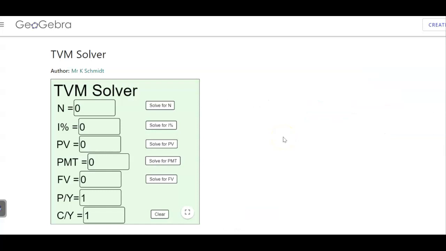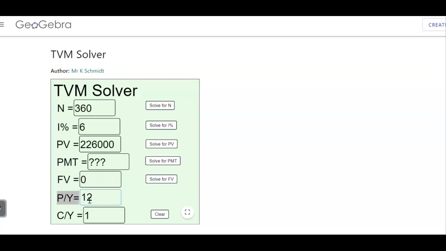And on the TVM solver, we'll plug in these values. Now N is 360 months because it's a 30-year loan, right? You can just go 30 times 12 if you'd like. And the interest rate was 6%. The initial value was $226,000. We don't know that payment. We could put anything in there. We'll just say we don't know it. And then the future value, of course, is going to be 0. That's after 360 payments, the value of the loan will be 0.